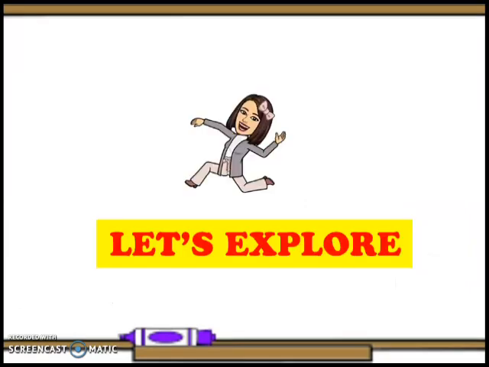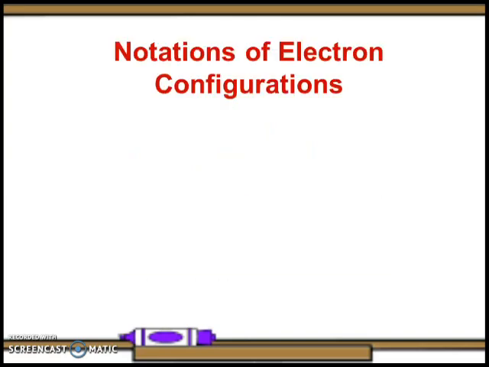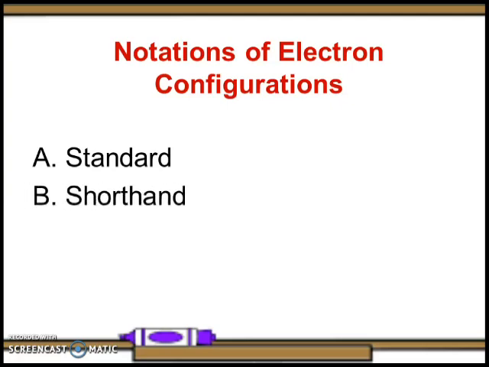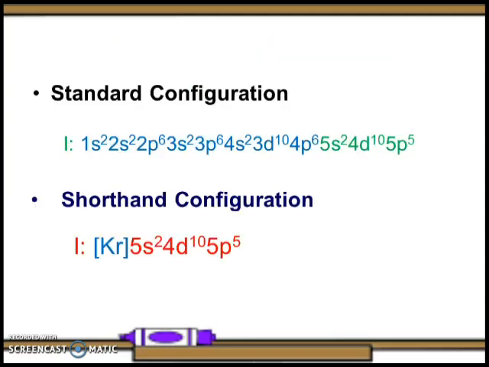Let's find out more. Two notations of electron configurations are used to describe the electronic structure of an atom. These are the standard notation and the shorthand notation. When assigning electrons to orbitals, we must follow a set of 3 rules: the Aufbau principle, the Pauli exclusion principle, and Hund's rule.